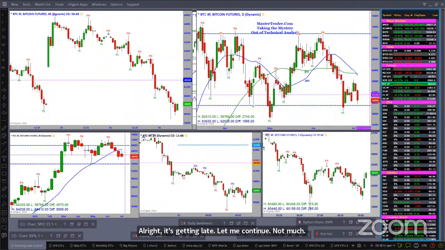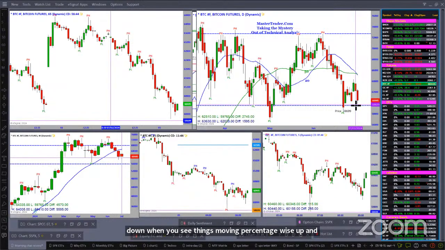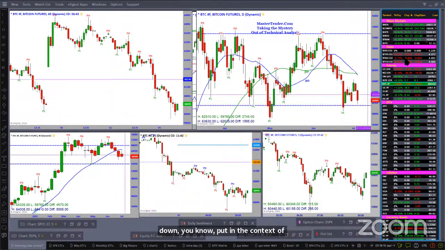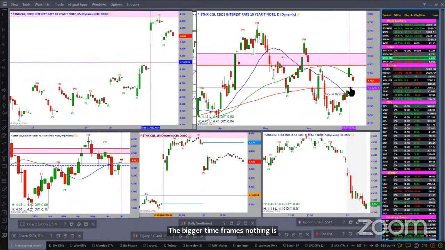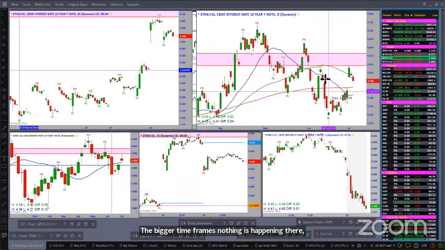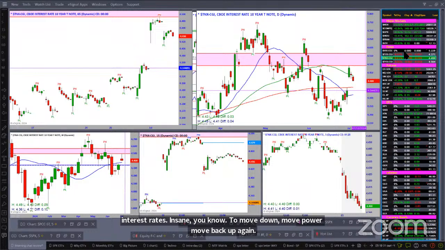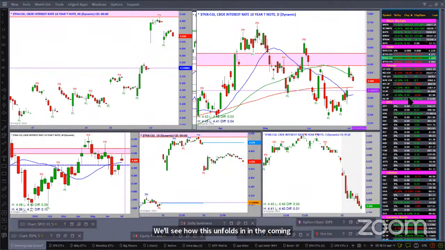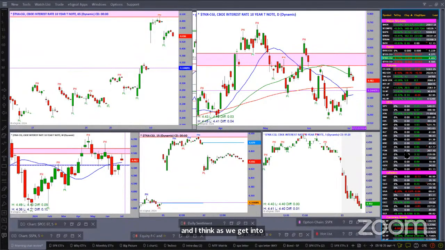Bitcoin, whatever's up or down, when you see things moving percentage-wise up and down, put it in the context of the bigger time frames. Nothing is happening there. Interest rates, insane, the move down, the power move back up again. We'll see how this unfolds in the coming days. And I think as we get into after the holiday, we'll really see which way this market's going to go.